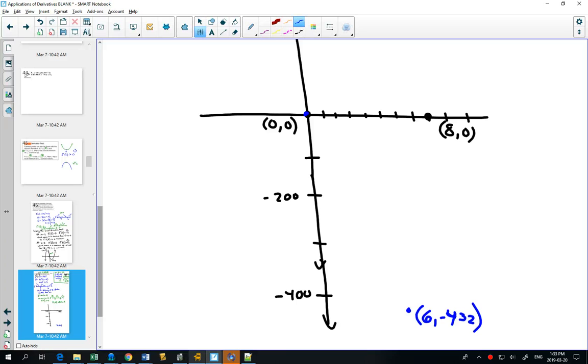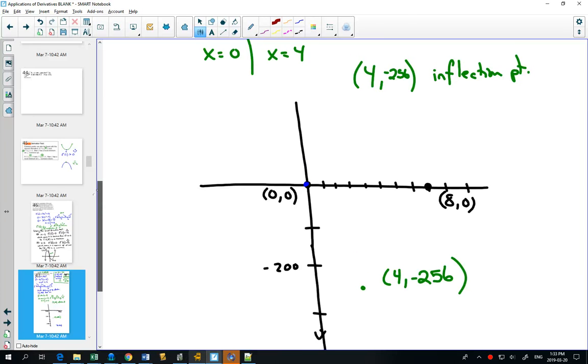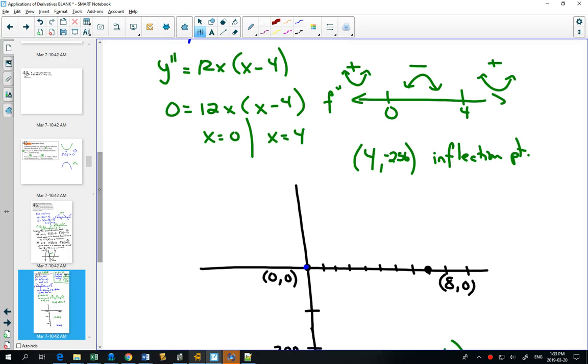I'm going to put this 0, 0 in blue as well because it was a stationary point of inflection. And then we were also told that we have another point of inflection at 4, negative 256. So I set my scale up, and then here I'm just sort of estimating approximately where those values would be. I like to draw my curves based off my inflection points. So 0, 0 is an inflection point, and 4, negative 256.